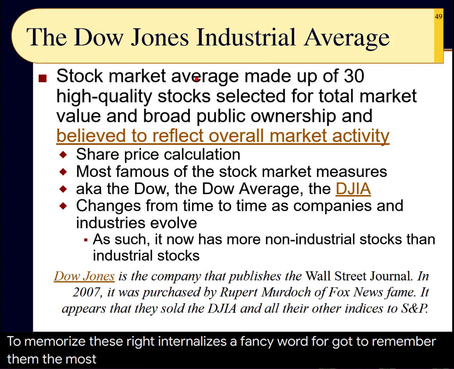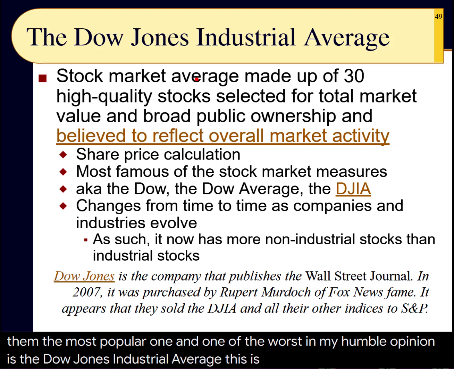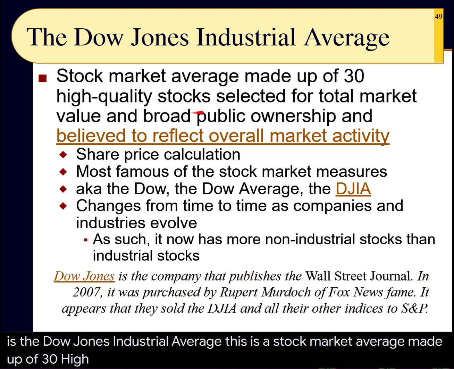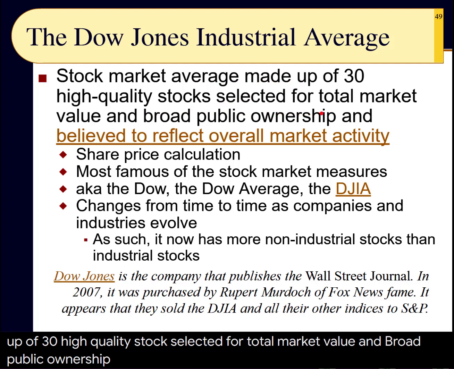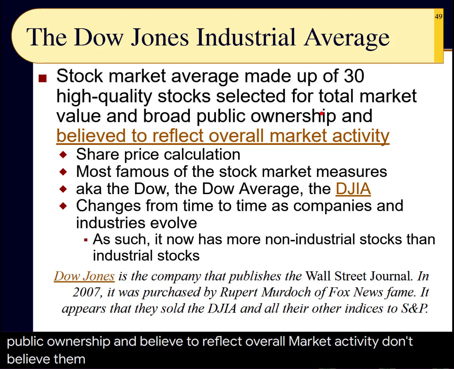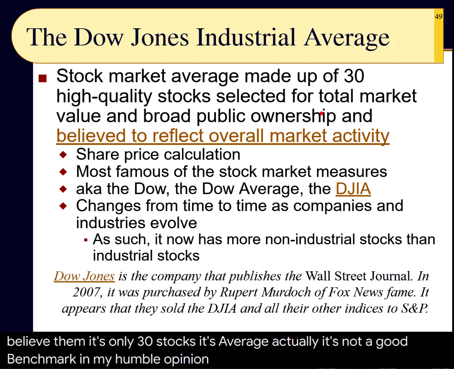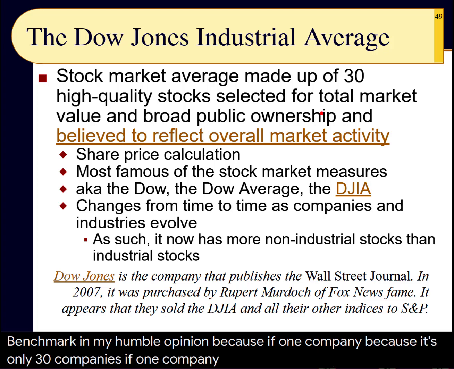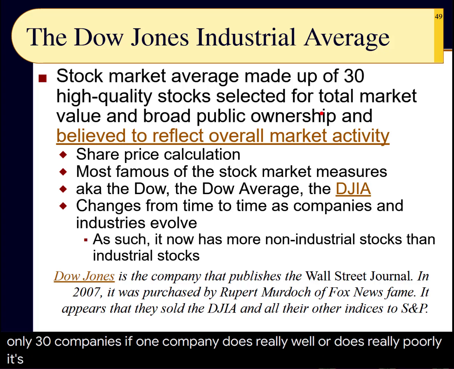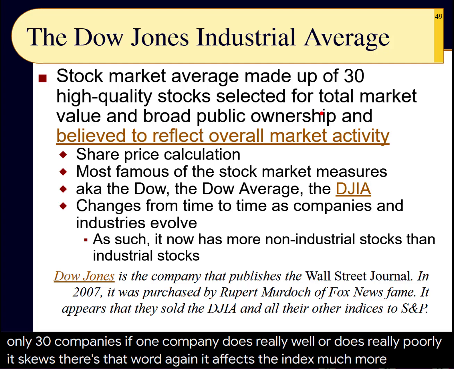The most popular one, and one of the worst, in my humble opinion, is the Dow Jones Industrial Average. This is a stock market average made up of 30 high quality stocks selected for total market value and broad public ownership and believed to reflect overall market activity. Don't believe them. It's only 30 stocks. It's not a good index, an average actually, not a good benchmark, in my humble opinion. Because there's only 30 companies, if one company does really well or does really poorly, it skews, there's that word again, it affects the index much more than if you have 500 companies.